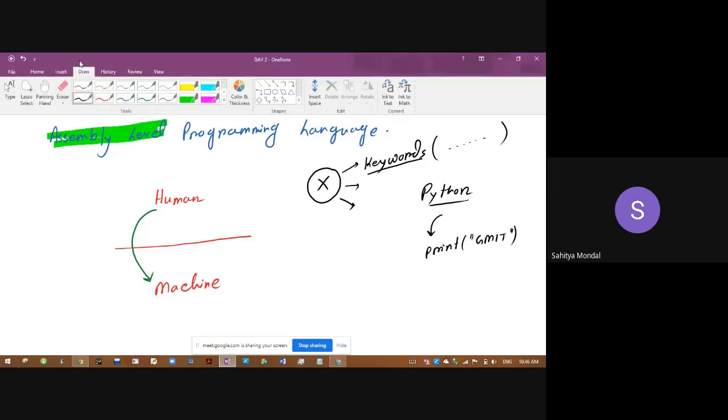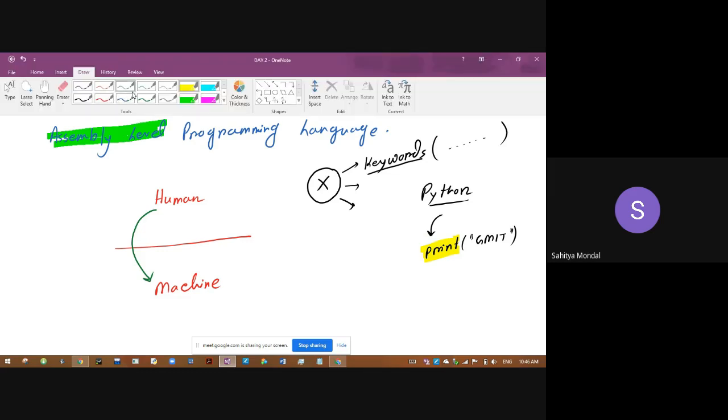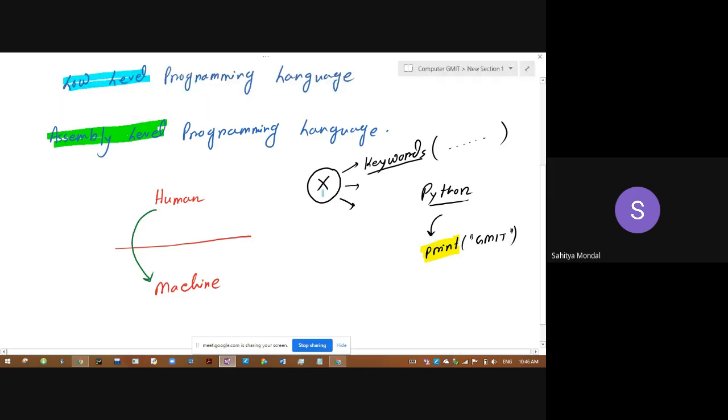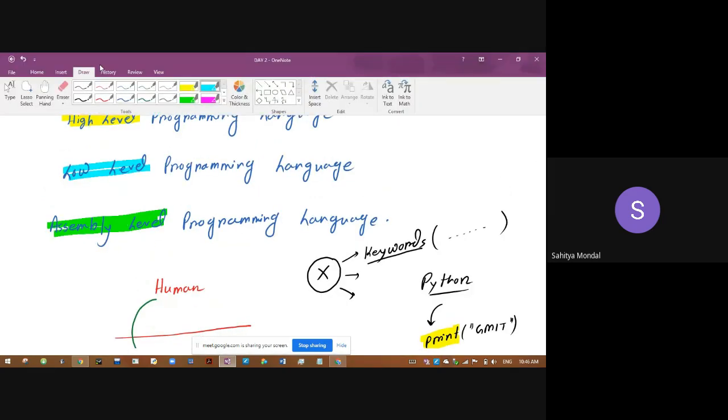But the question is, what is print? The word print you studied in class 1 or 2. So this is a dictionary word. Those programming languages use dictionary words, so they are very understandable by human beings and very easy for us to understand. This type of programming language is called a high level programming language. So what are examples of high level programming languages?